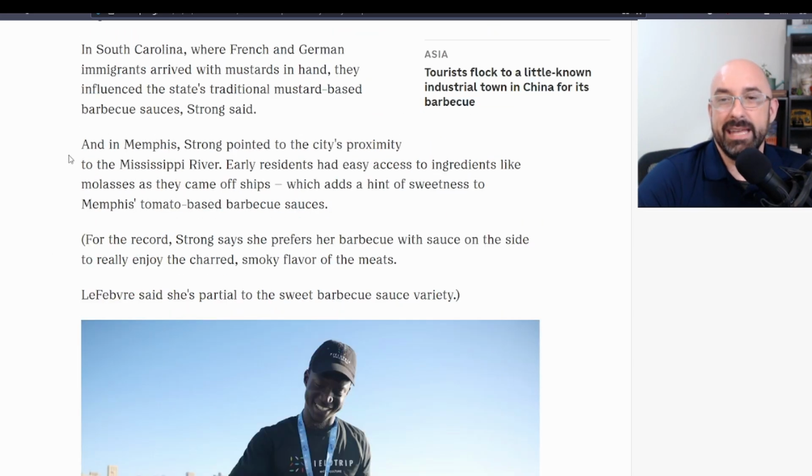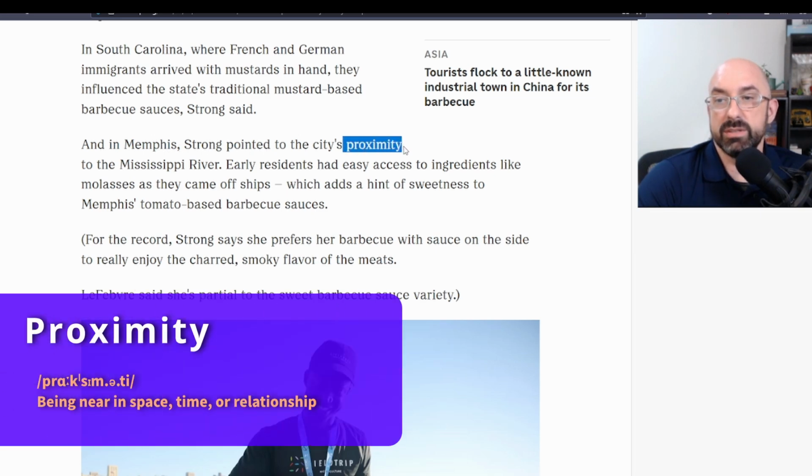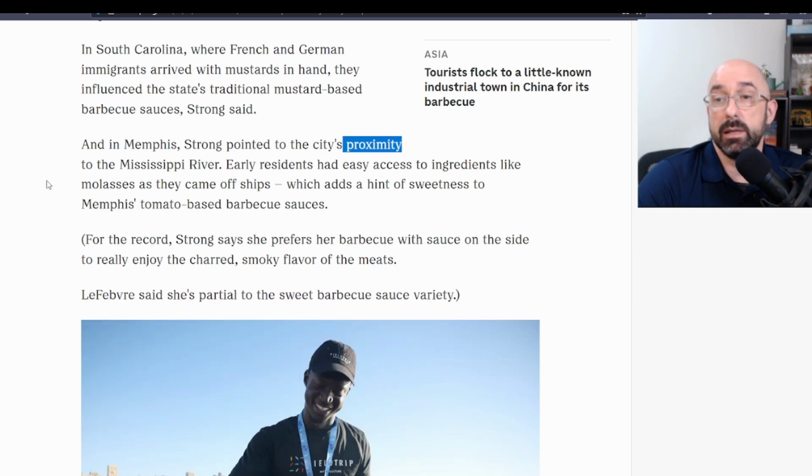Our next sentence. And in Memphis, Strong pointed to the city's proximity to the Mississippi River. Early residents had easy access to ingredients like molasses as they came off ships, which adds a hint of sweetness to Memphis tomato-based barbecue sauce. Let's take a look at this. Proximity. Proximity means close to or nearby. And in this case, the city's proximity to the Mississippi River.